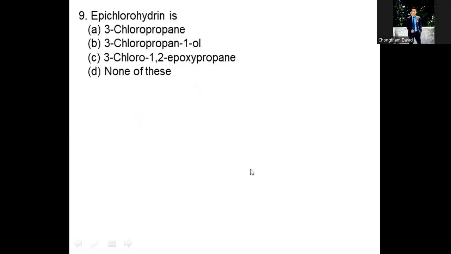Question number 9. Epichlorohydrin is, in option A, 3-chloropropane, 3-chloropropane-1-ol, 3-chloro-1,2-epoxypropane. None of this. Question number 9, let us see. So you try to write the structure. This is a common name. Epichlorohydrin is a common name of 3-chloro-1,2-epoxypropane.